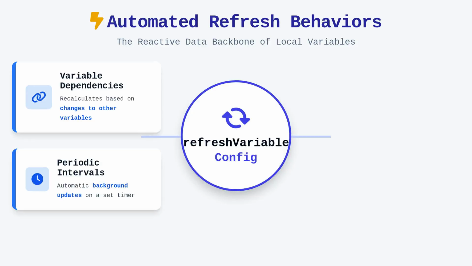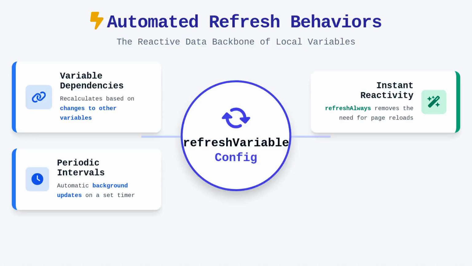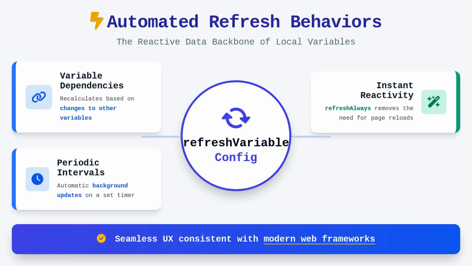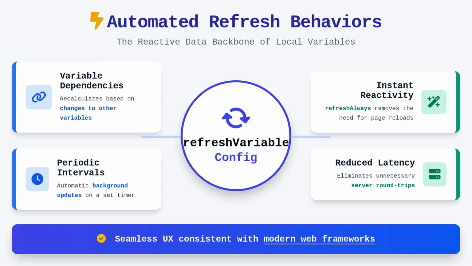For instance, if you are calculating a total based on a user-selected number of items, the refresh always parameter ensures that every time the input changes, your variable reevaluates. This reactivity is what eliminates the need for full-page reloads, providing a seamless experience similar to modern web frameworks. When configured correctly, these variables act as a reactive data backbone, ensuring that the UI always displays the most accurate state without requiring unnecessary round trips to the server.